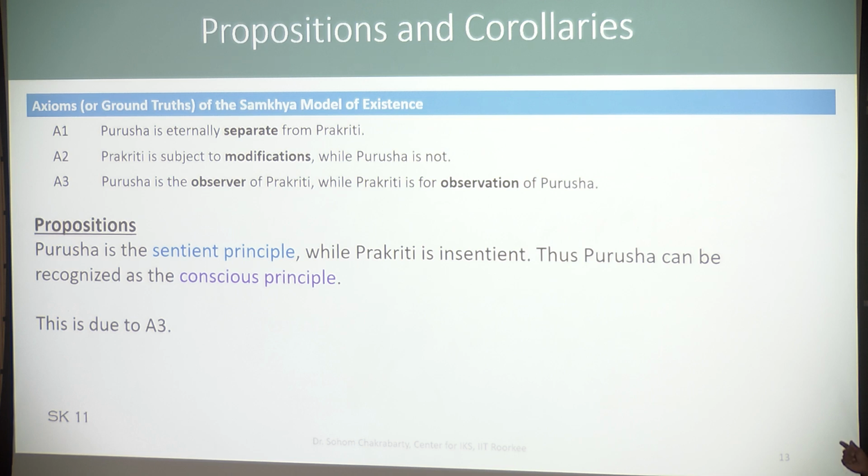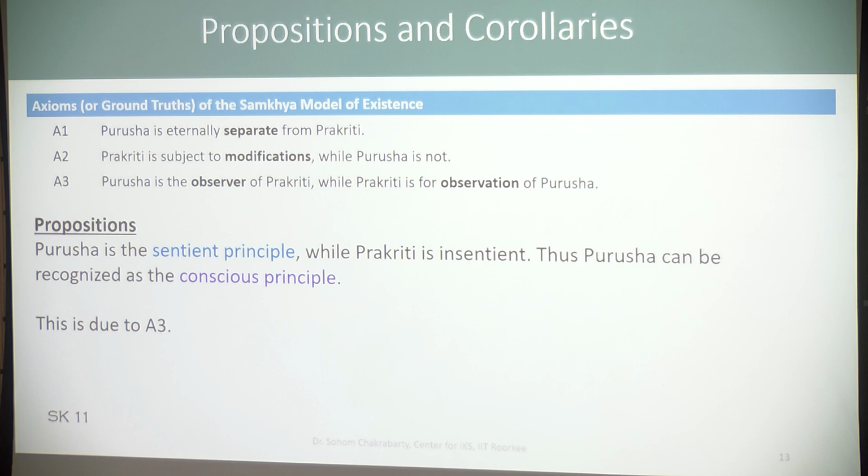I can propose that Purusha is a sentient principle while Prakriti is insentient. Thus, Purusha can be recognized as a conscious principle. This is due to A3. I have just written due to A3, and there may be some more layers of proof needed, but you may be able to conclude that yes, because it is the observer, it is the sentient principle. Whatever is able to observe is able to sense, that is why it is able to observe.